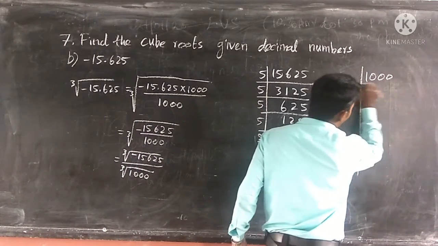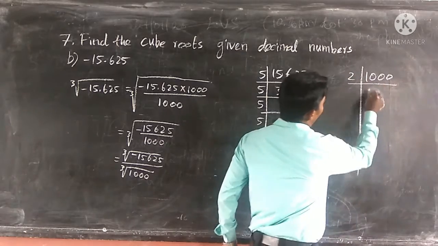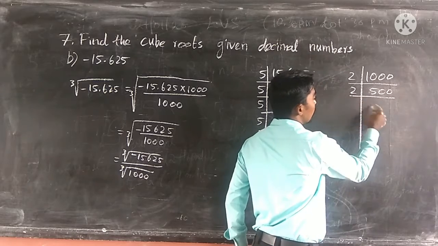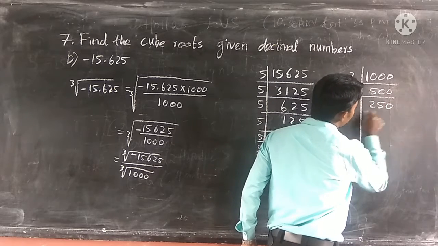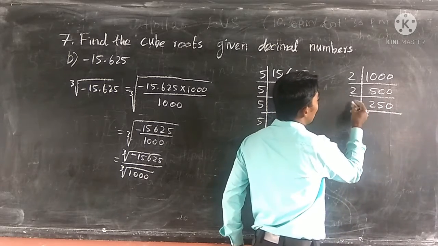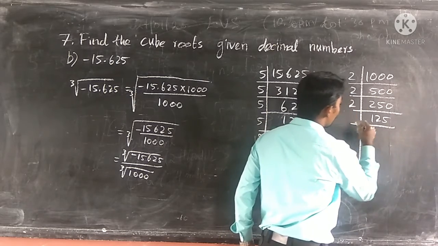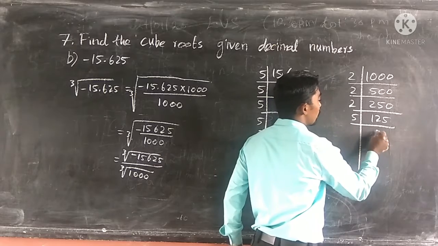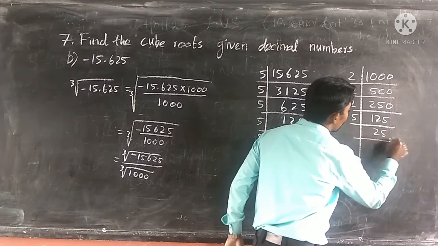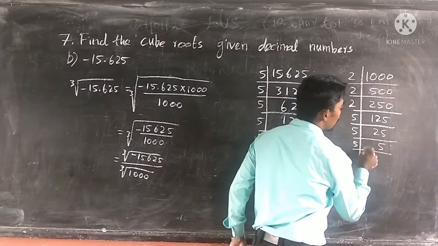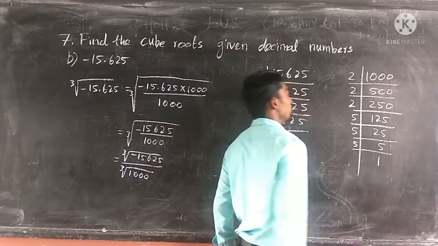Next step, we are going to factorize 1000. 1000 can be divided by 2. We will get 500. 500 we can divide by 2. We will get 250. 250 we can divide by 2. We will get 125. 125 we can divide by 5. We will get 25. 25 we can divide by 5. We will get 5. 5 we can divide by 5. We will get 1.